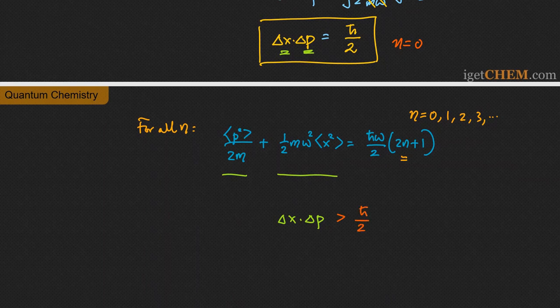So in fact, the uncertainty principle should really be called the minimum uncertainty principle. Delta x times delta p equals h bar over 2 is only the minimum you can have. And for some of the other wave functions, as we have seen for the harmonic oscillator, that uncertainty is going to be even bigger than that. Okay, so that is the end of this problem.